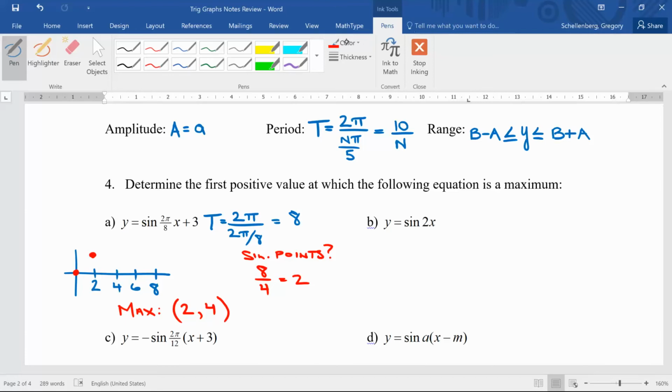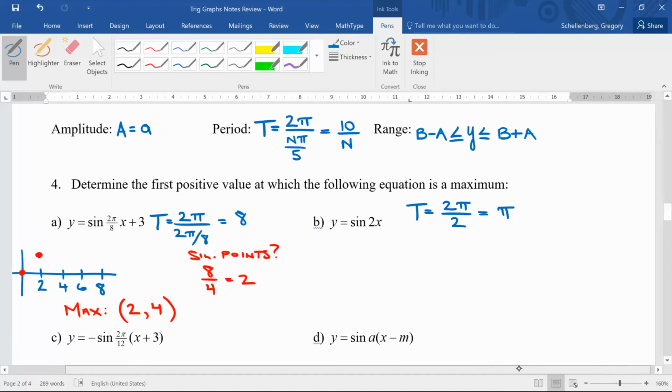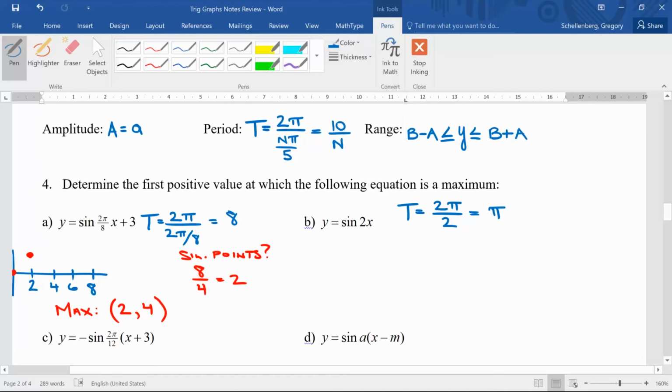Next one. We want to work with the sine of 2x. Let's look at the period. T is equal to 2 pi divided by b. B in this case is 2. The period, therefore, is pi. And our sig points are going to be pi over 4.